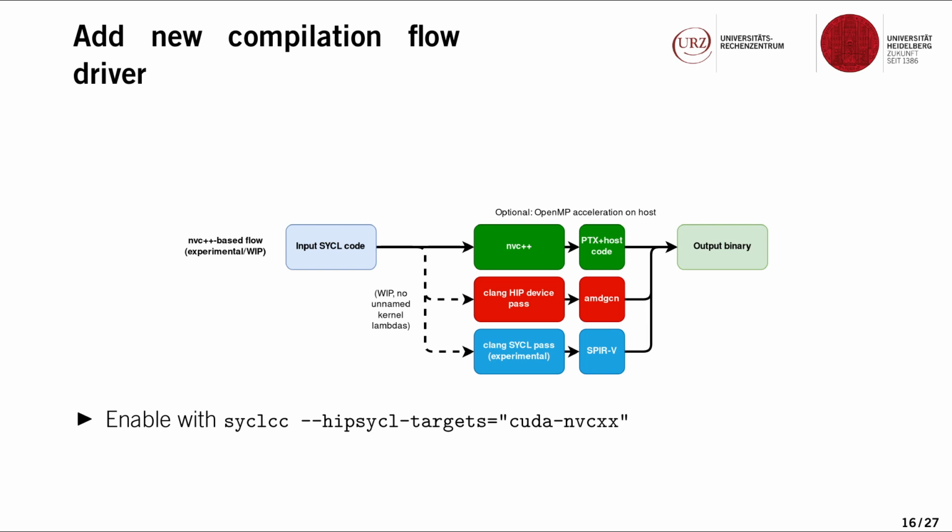So the last thing that we then need to do is we need to add support for this new compilation flow driver inside our SYCLcc compiler driver. And you can use it by just passing CUDA NVCXX to the HipSYCL target specification. One thing that we're also working on that's not yet supported is to also add support for additional Clang-based compilation passes for other non-NVIDIA targets when you're using NVC++, but that's a work in progress.